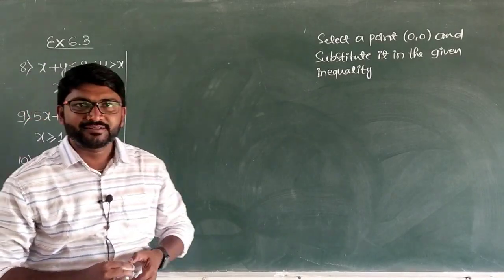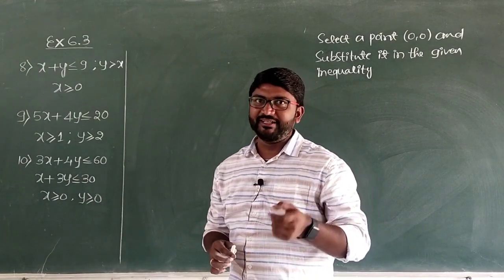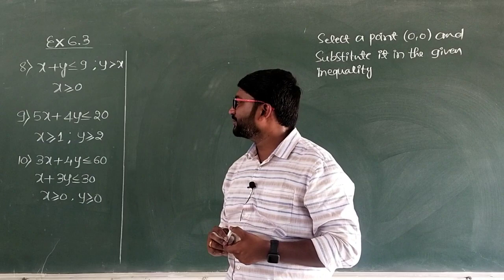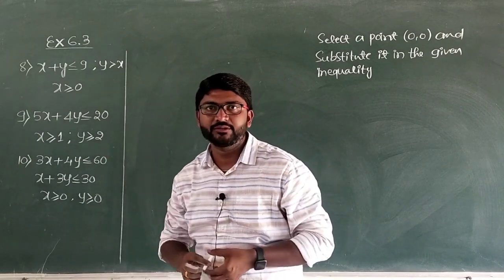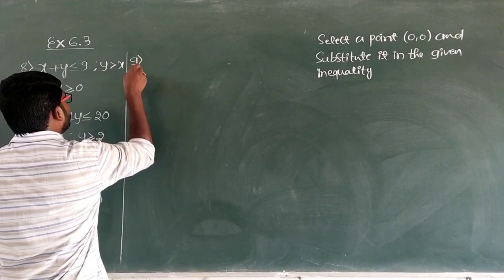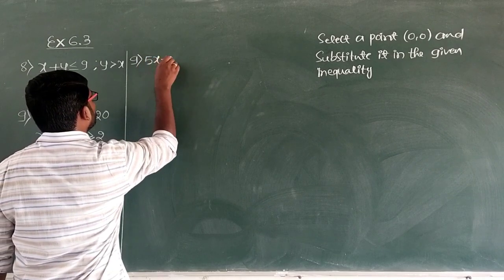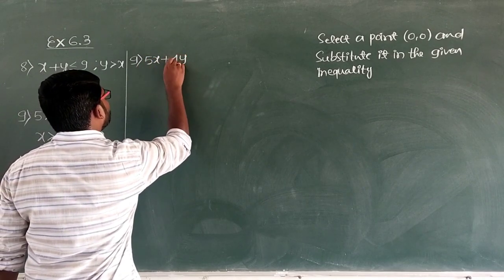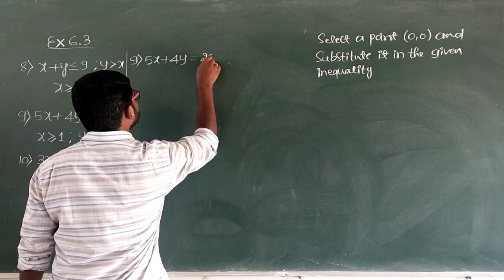Question number 9. The given inequalities are 5x plus 4y less than or equal to 20, x greater than or equal to 1, and the last inequality is y greater than or equal to 2. So let us proceed with the solution. Remove the inequality sign: 5x plus 4y equals 20.